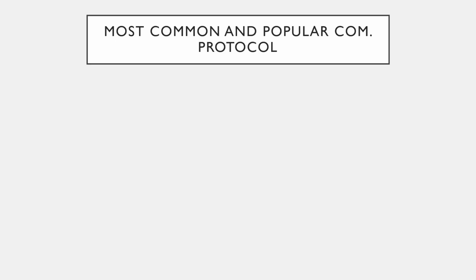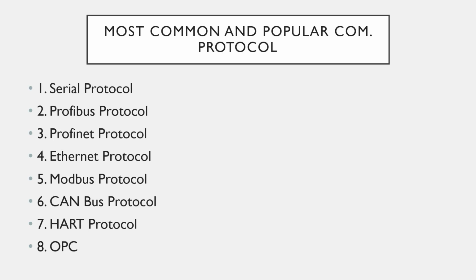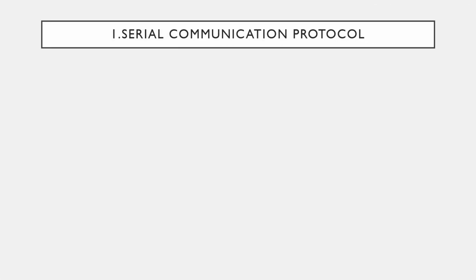But mostly these types of communication protocols are used in the industry: Serial, Profibus, Profinet, Ethernet, Modbus, CAN bus, HART, and OPC. We'll describe these communication protocols in brief. First one is the serial protocol. Serial communication protocol is the protocol that sends data 1 bit at a time over the communication line.